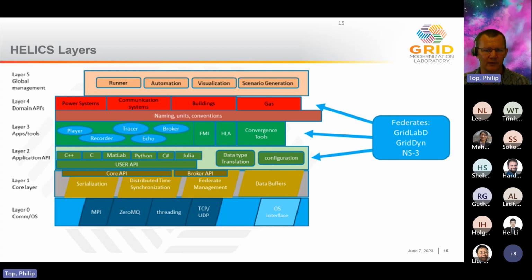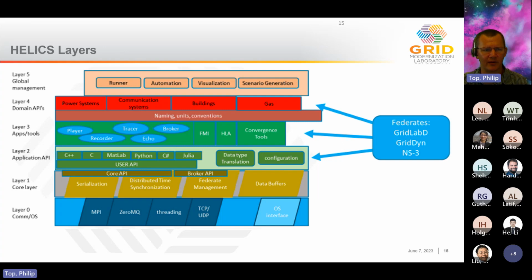This is a lot of what I've been working on inside Helix, and this is what manages how Helix works inside. There's a core API to this, but most of what federates interact with is the application layer. This is where we have the different language APIs, including Python, MATLAB, C, C Sharp, Julia. This is what does the data type translation, handles some of the configuration, and basically does all the things that enable Helix to work nicely with users.